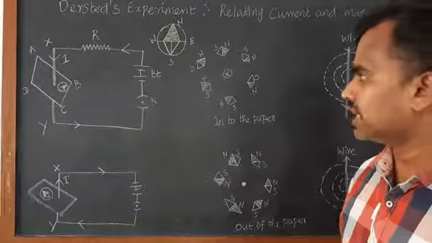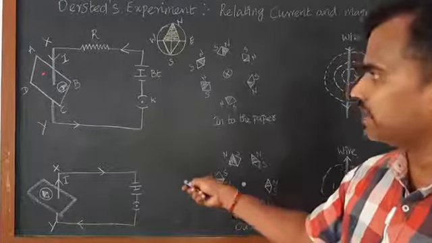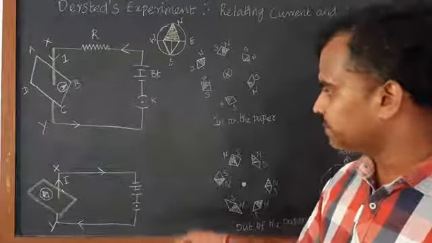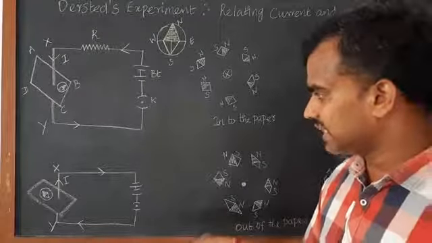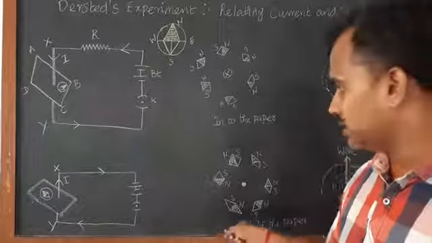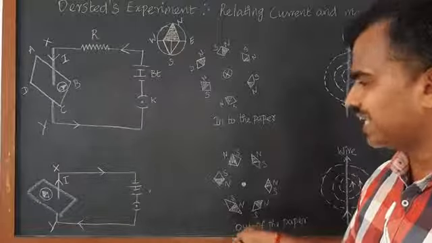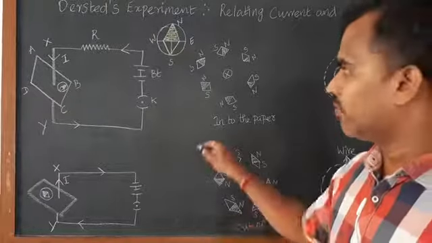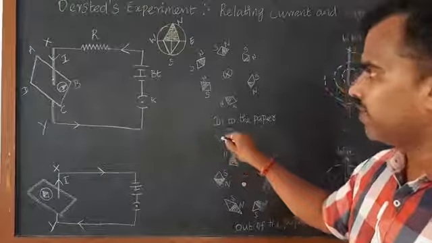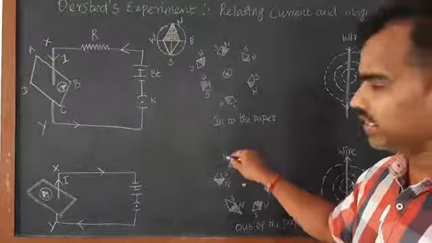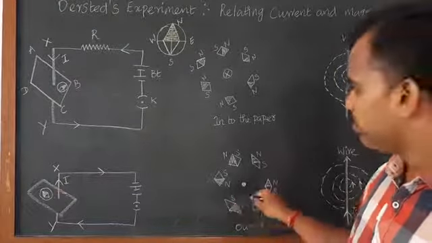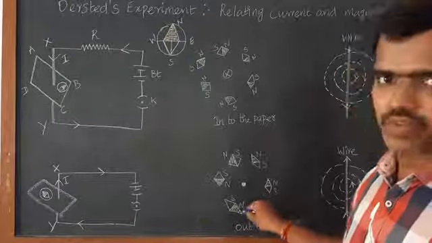So, what is concept number 2 here? See, the first concept is that the deflection of the compass needle is due to the magnetic field. And if you compare here, the deflection of the compass needle changes direction. Why? Because we are reversing the current. Yes, the first concept is that the deflection is due to the magnetic field, and the direction of the deflection gets changed because we are reversing the current, right. This is concept 2.